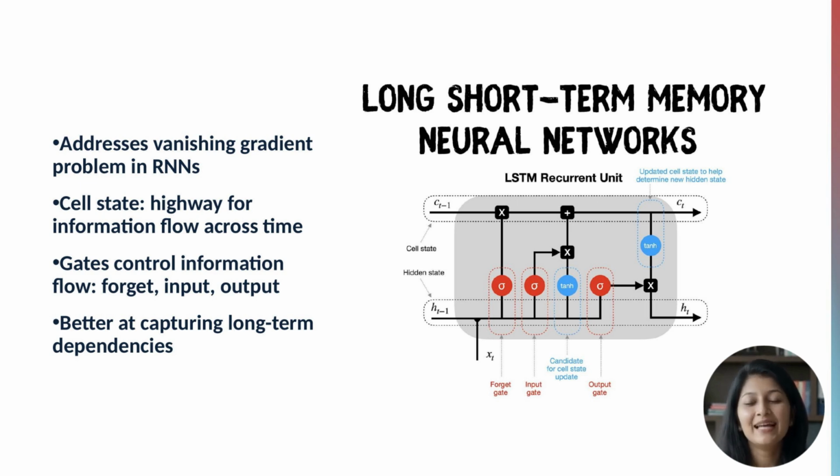LSTMs became the dominant architecture for sequence modeling before the transformer era. They power language models, translation systems, speech recognition, video analysis, and more. They're more complex than basic RNNs. More parameters, more computation. But the ability to handle long-term dependencies is worth it. Modern variants like GRU, Gated Recurrent Unit, simplify the LSTM architecture while maintaining similar performance.